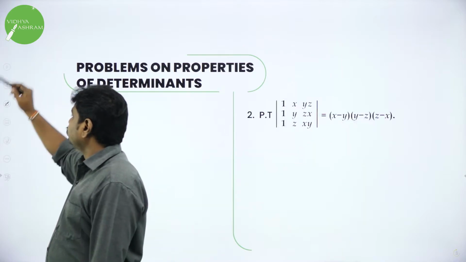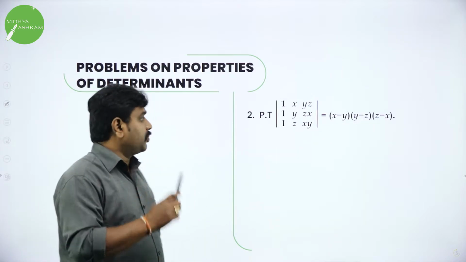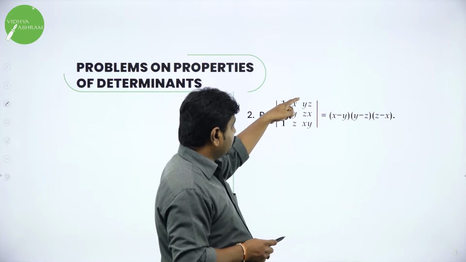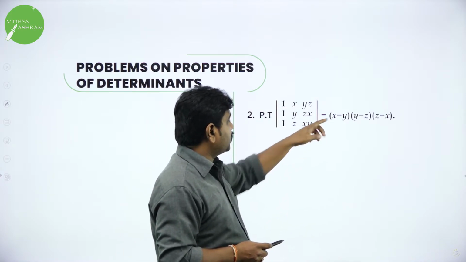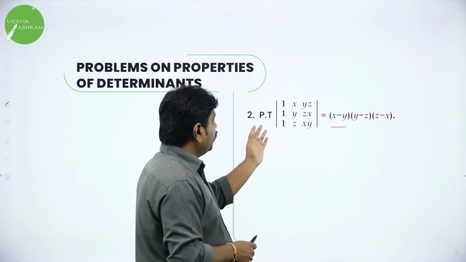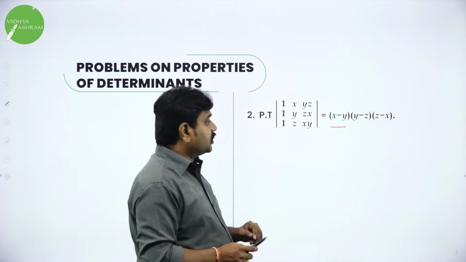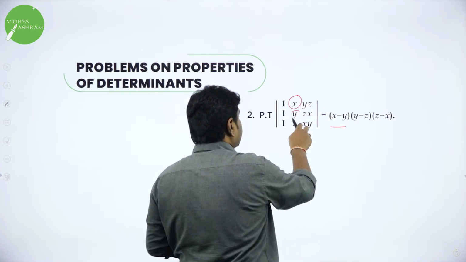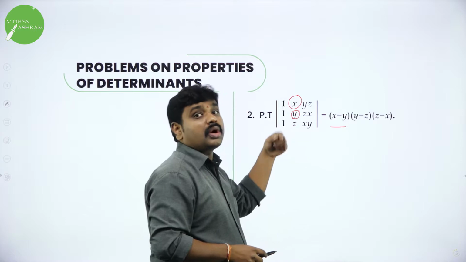Next problem, they gave first column 1, 1, 1, second column x, y, z, third column yz, zx, xy, but here if you see, you can see x minus y. So, if I do a column operation it will not work. So, x minus y, x is in the first row and y is in the second row. So, I can do a row operation.